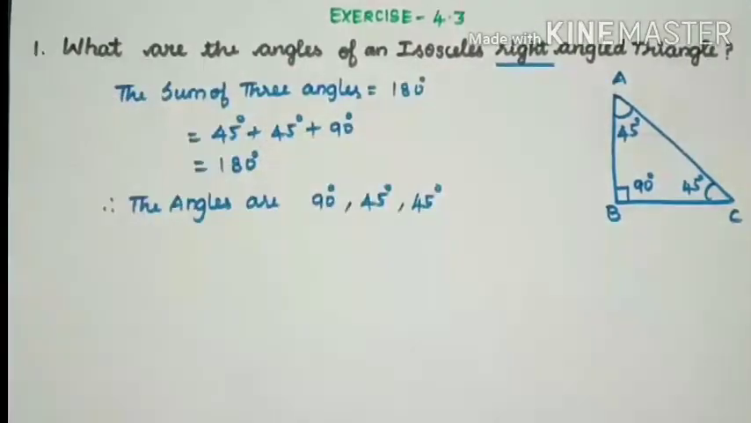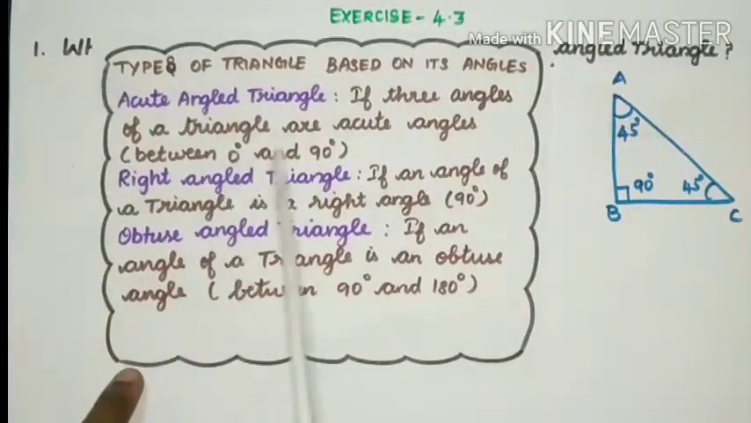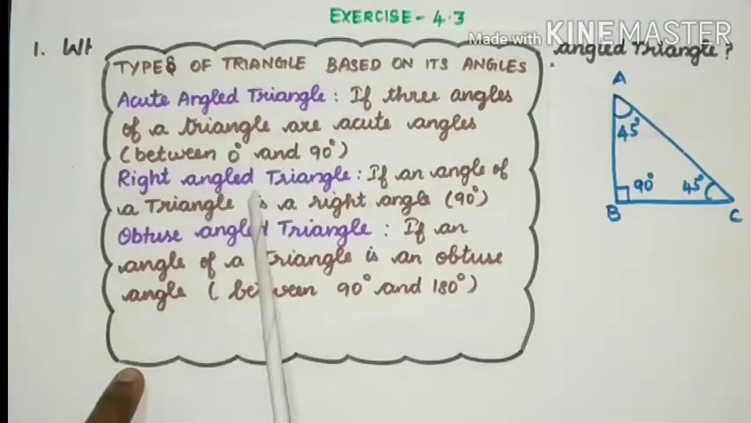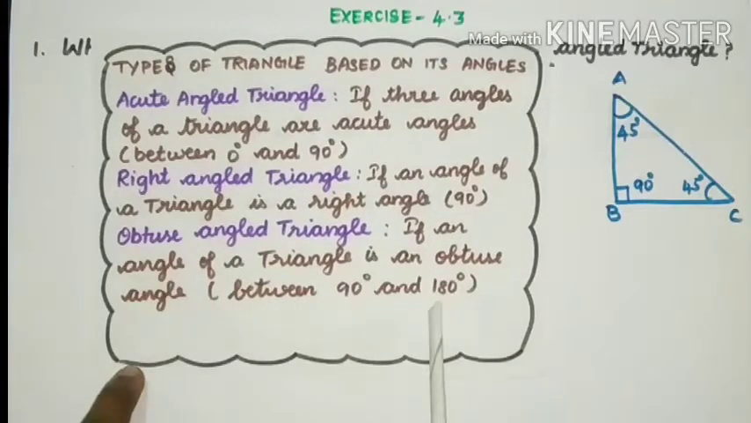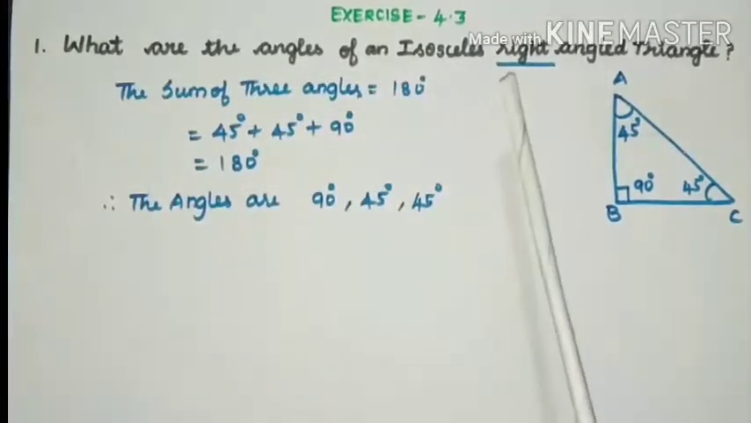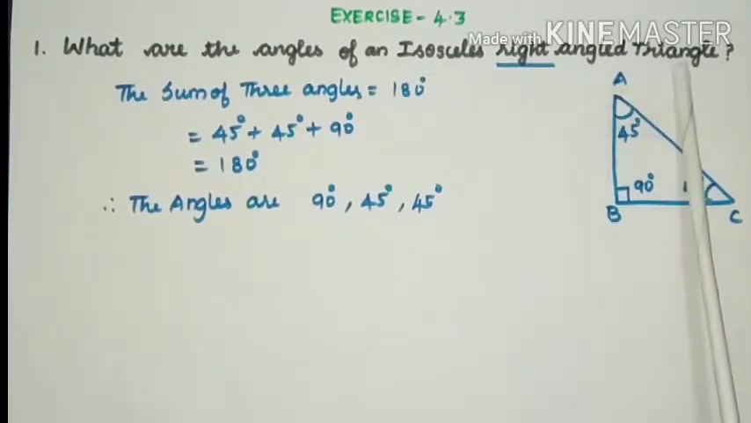Now let's see the types of triangle based on its angle. Acute angled triangle means all angles lie between 0 degree and 90 degree. Right angled triangle means one of the angles is 90 degree. If an angle of a triangle is a right angle, one of the angles should be 90 degree. Obtuse angled triangle means an angle lies between 90 degree and 180 degree. Here we have to find the angles of an isosceles right angled triangle.